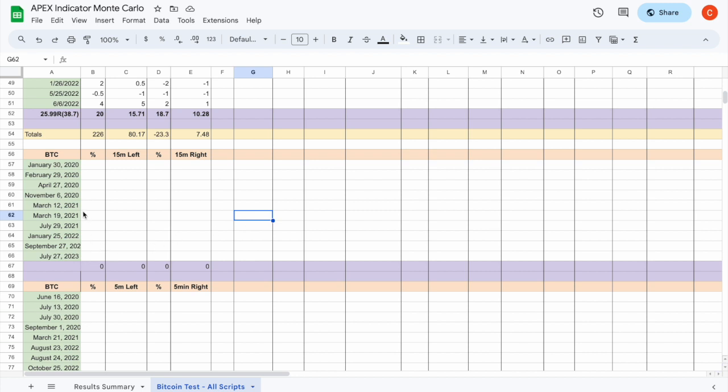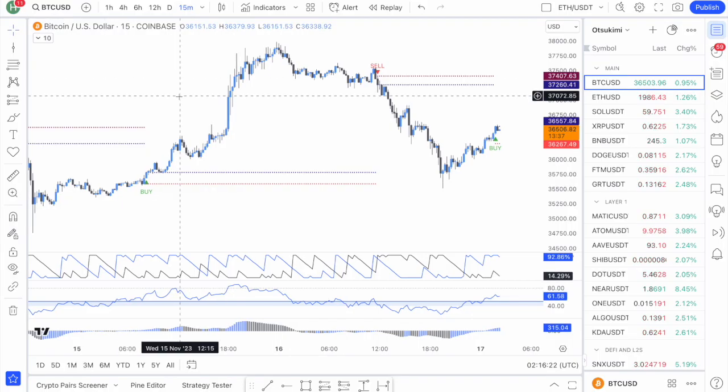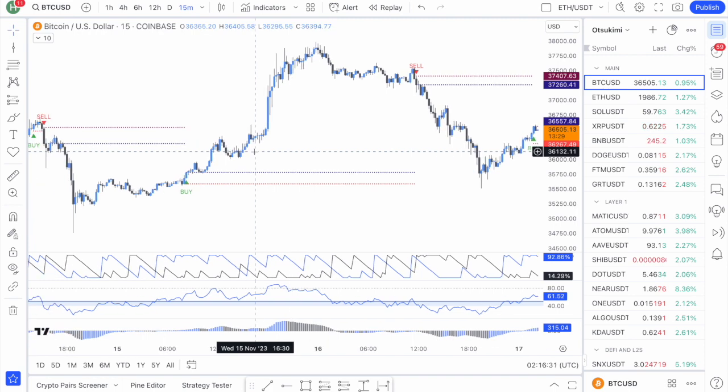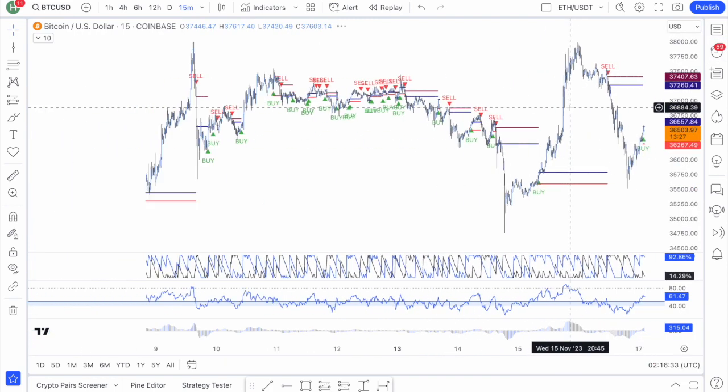Again, I'm going to work my way backwards, and structure this like so. The first thing is going to be July 27th, 2023. Did I do the 15-minute first? Can't even look. Yeah, 15-minute. So July 27th, 2023. All right, so let's go here.